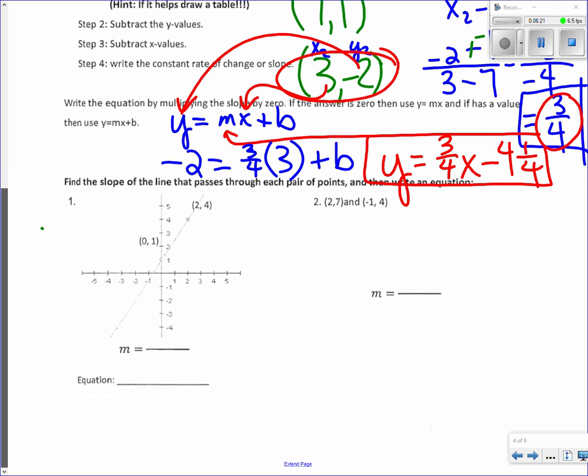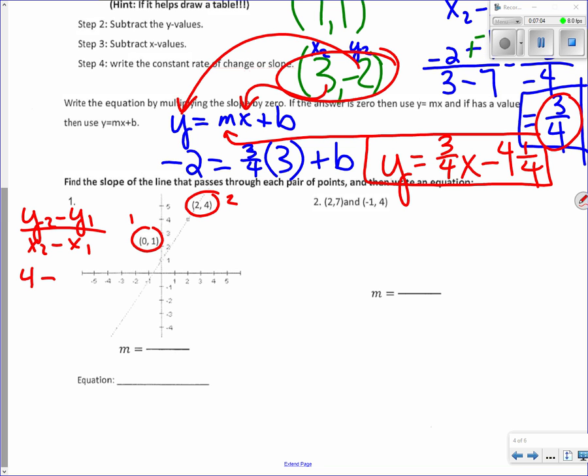Okay, so we have some examples here I want to do with y'all. Find the slope of the line that passes through each pair of points, then write an equation. Well, that actually gives us the 2 points here. This is going to be my point 1, and this is going to be my point 2. Okay, so I have y2 minus y1 over x2 minus x1. So my y2 is 4, my y1 is 1, 4 minus 1 is 3, and 2 minus 0 is 2. So my slope is 3/2.